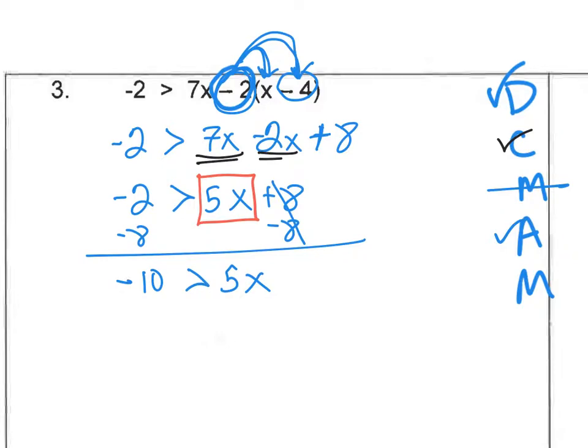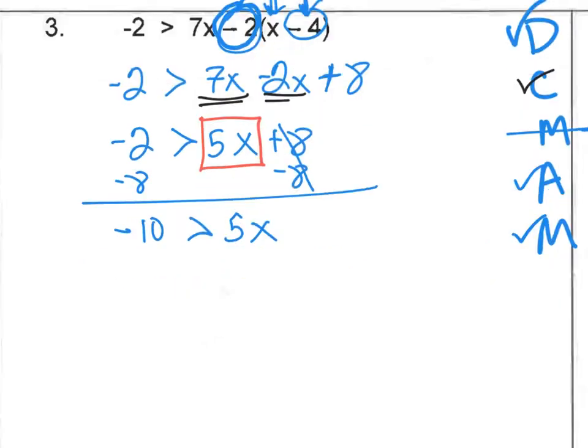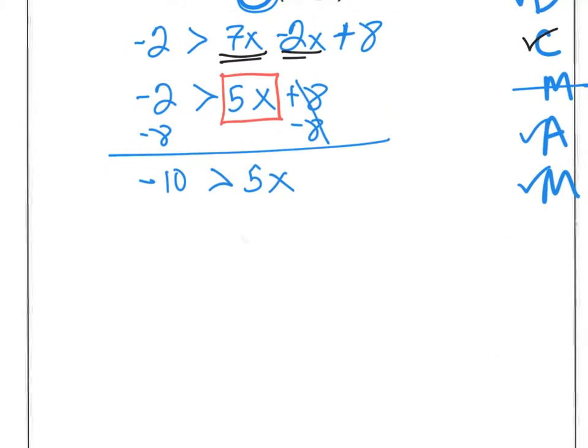And then I need to multiply or divide. And when I take a look at 5x, I know that that's 5 times x. The opposite of multiplying is dividing. So I'm going to divide both sides by 5, and I get negative 2 is greater than x.